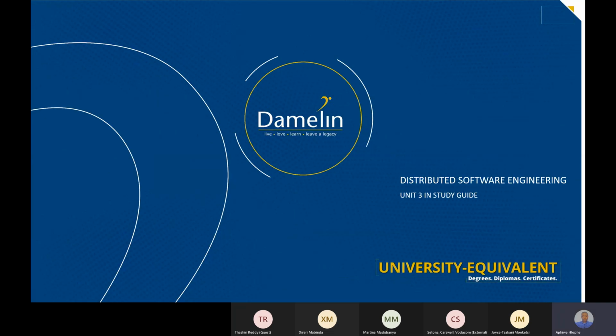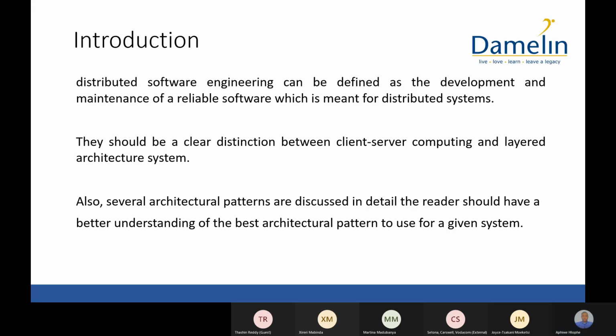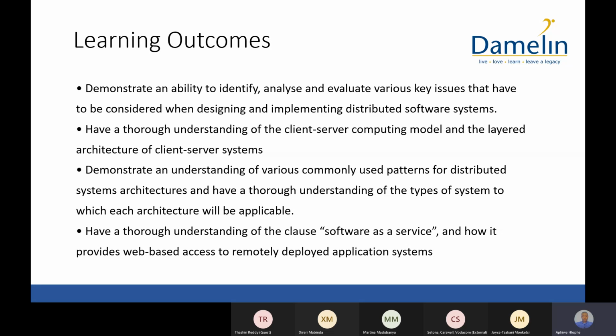Okay, so we're on the third study unit, and the topic is distributed software engineering. We will cover the following outcomes. We should be able to demonstrate an ability to identify, analyze, and evaluate various key issues that have to be considered when designing and implementing distributed software systems. Have a thorough understanding of the client-server computing model and the layered architecture of client-server systems.